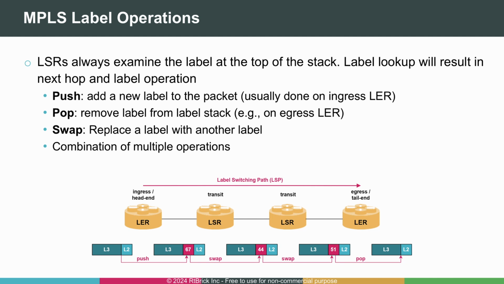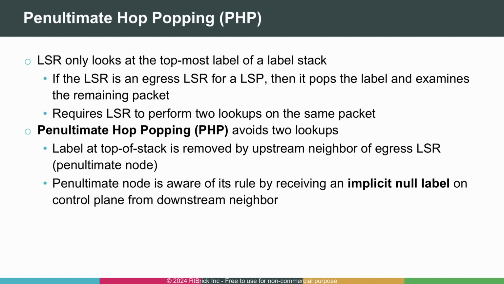In the last slide we've seen that an egress LSR, after receiving a packet, must first inspect the top label to verify that it is indeed the egress LSR. At this point, the router typically pops the final label to reveal the original IP packet.